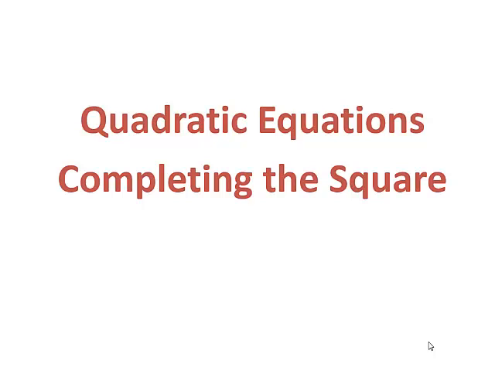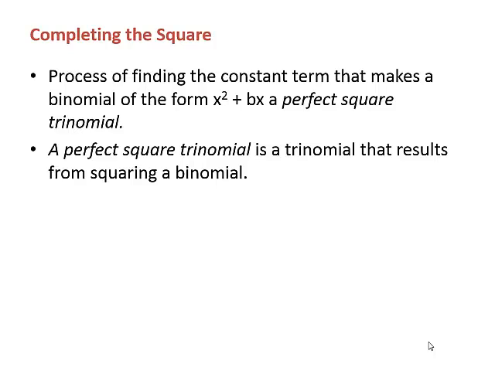This lesson will demonstrate how to solve quadratic equations by completing the square. Completing the square is a process of finding the constant term that makes a binomial of the form x squared plus bx a perfect square trinomial. A perfect square trinomial is a trinomial that results from squaring a binomial.